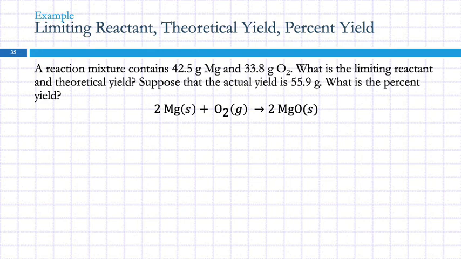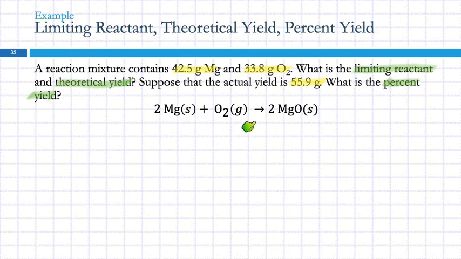Well, let's just identify what we're given. We've got some numbers here. And here's another number. And then we're going to go in and highlight the questions. So they want to know what the limiting reactant is, the theoretical yield, and the percent yield. We don't have to answer all of those at one time.